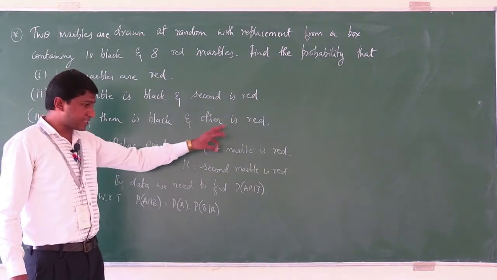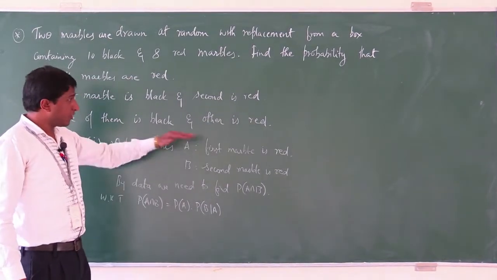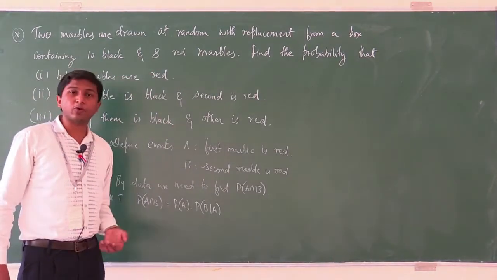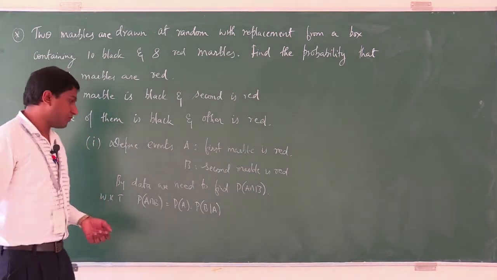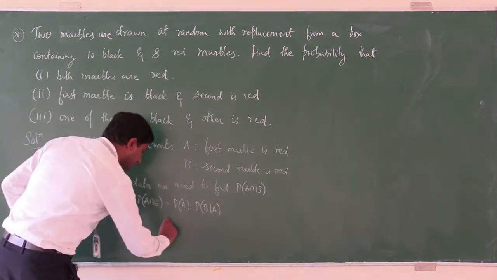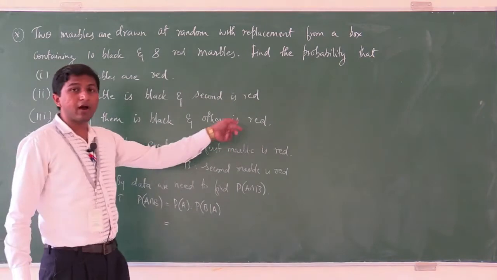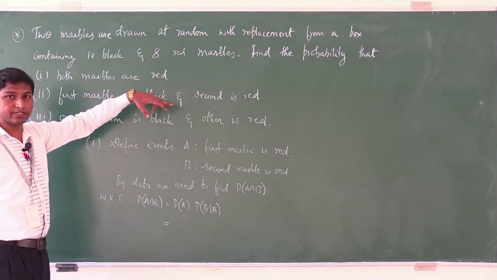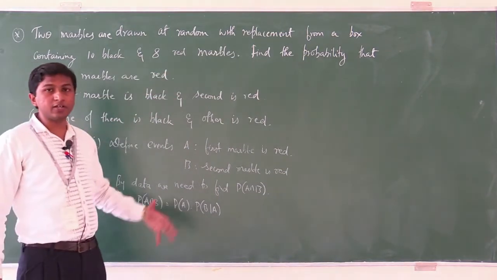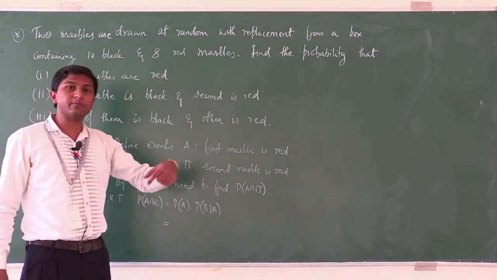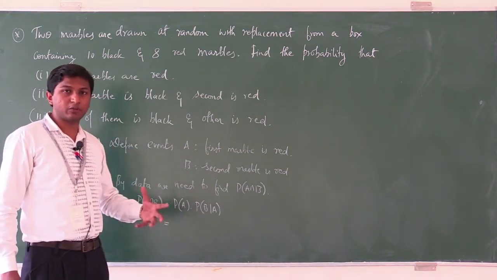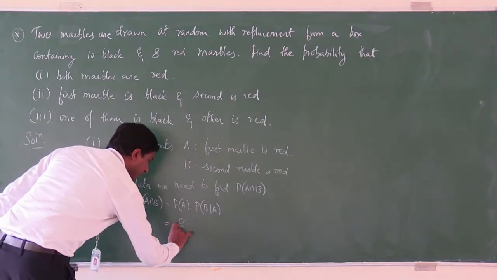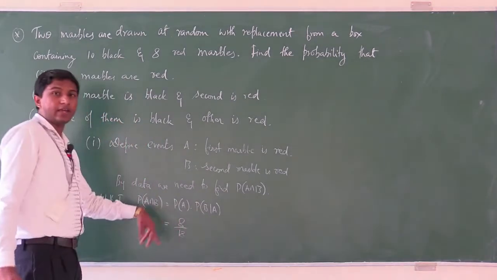Probability that first marble is red. What is the probability that first marble is red? How many total number of marbles are there in the box? We have totally 18 marbles. Okay, how many of them are red marbles? 8 of them are red marbles. So what will be the probability of drawing out a red marble from the box? It will be nothing but 8 by 18, right? So P of A is 8 by 18.